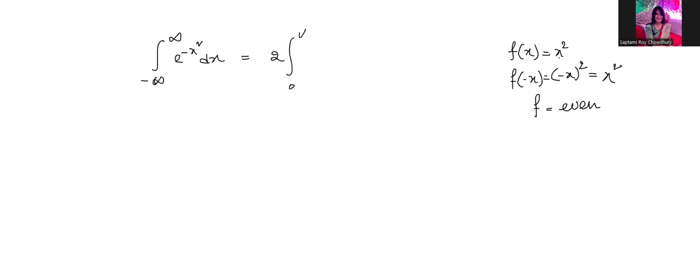If we put minus x in place of x, that will give you the same value, x square. So f of x, and this is f of minus x, both are the same. So we call f an even function, right? If this is an even function, then for the definite integral property, we can write this as twice into 0 to infinity e to the power minus x square dx. Clear?